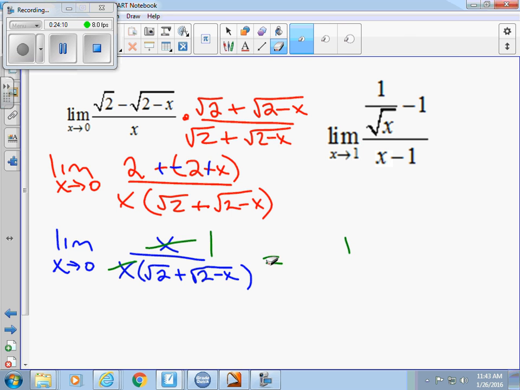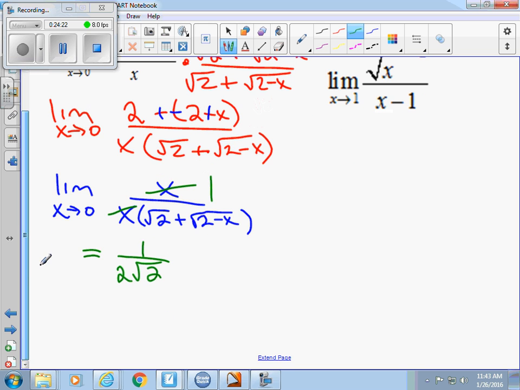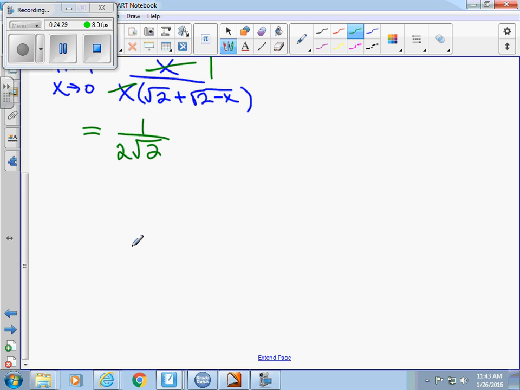Better work down. I'm going to need that spot. So I get 1 over the square root of 2 plus the square root of 2, or 1 over 2 square root of 2. You could rationalize it. You could leave it. I don't care. That's the difference in calculus and trig. Now, do you need to be able to rationalize?